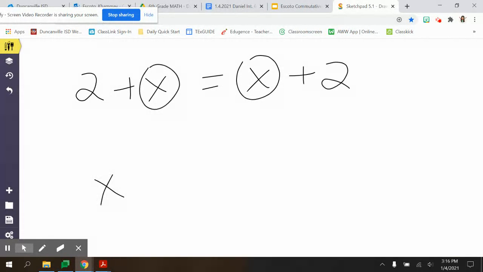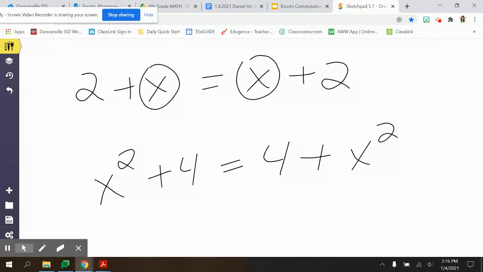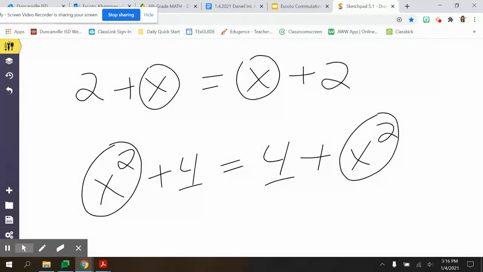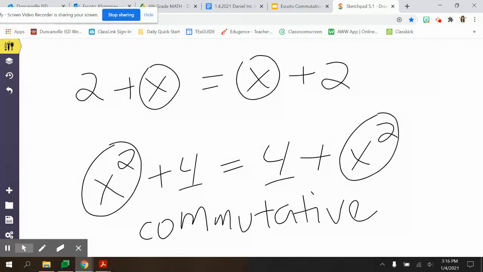What if I did x squared plus 4 and then 4 plus x squared? Well, there's still 4. It's still plus 4. And x squared, it's still x squared. So they're still the same. It's just switched around. So that's commutative.